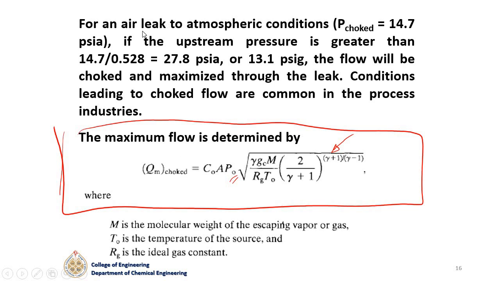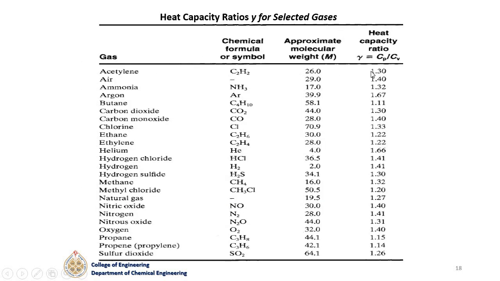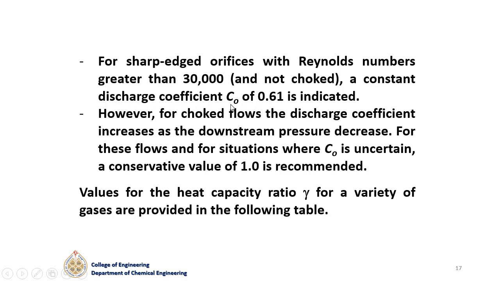However, if I have a tank of air leaking to atmosphere, so it's a tank of air, my P choked is equal to 14.7, so it will be a different answer, right? But talking about the other tanks, I have the values of gamma. Even for air, I have the value of gamma. It's 1.4, right? So I have it here. And what about the C naught value?